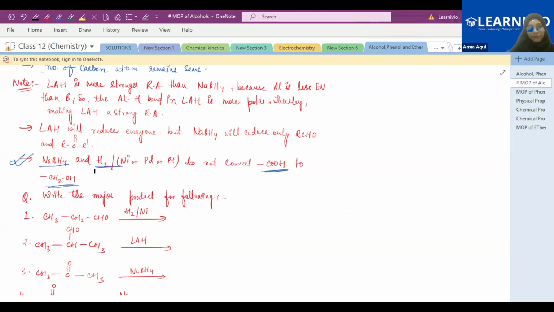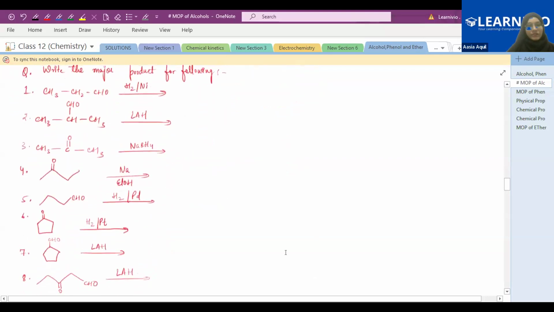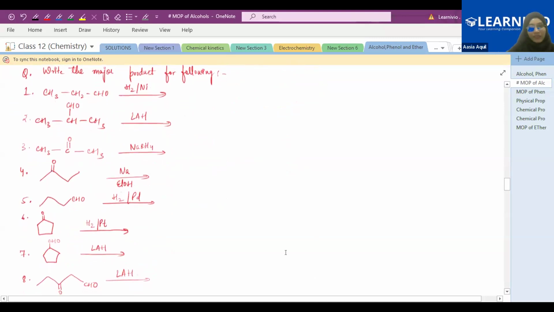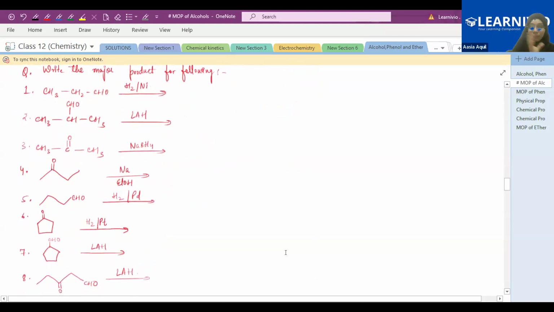Have you all written? Yes, ma'am. Okay, so here's a question. Write the major product of the following. Just quickly do that. It's very easy. Just reduce, the number of carbons should be the same. Reduce that aldehyde, ketone, or carboxylic acid accordingly. Keep in mind that H2 catalytic hydrogenation and sodium borohydride will not reduce the carboxylic acid. Keeping this in mind, just do that.